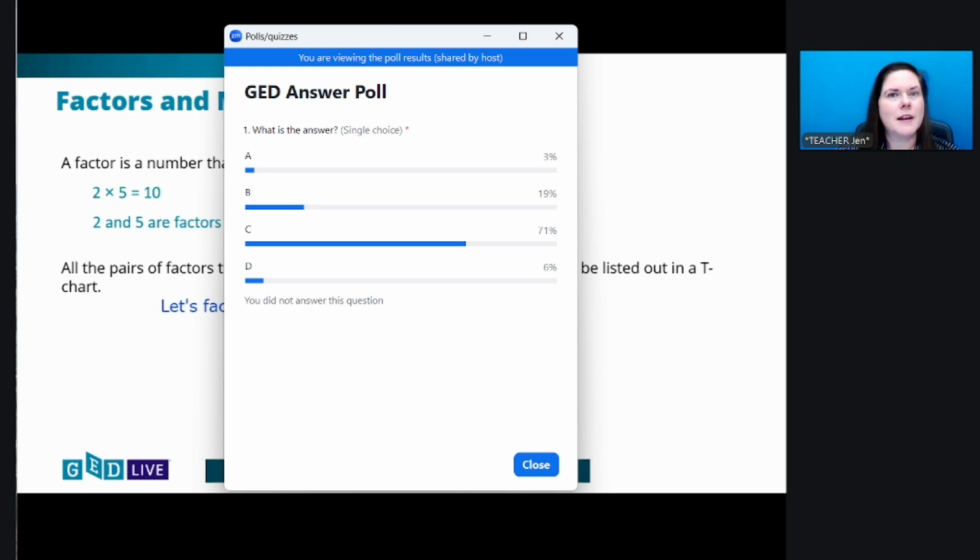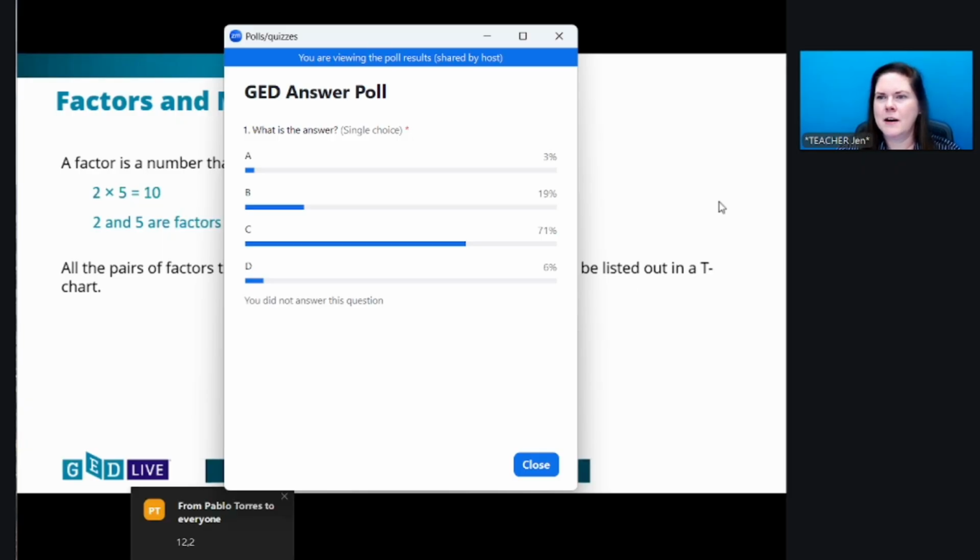Let's practice factoring another number. I'm going to say, let's factor 24. All right, so we're going to make our T chart. And for the factors, we're always going to start with 1 on the left. 1 and 24. Okay, and then we're going to move up to 2. See how there's an organization here? 2 and 12. Okay. And then 3 and 8. Looking good.